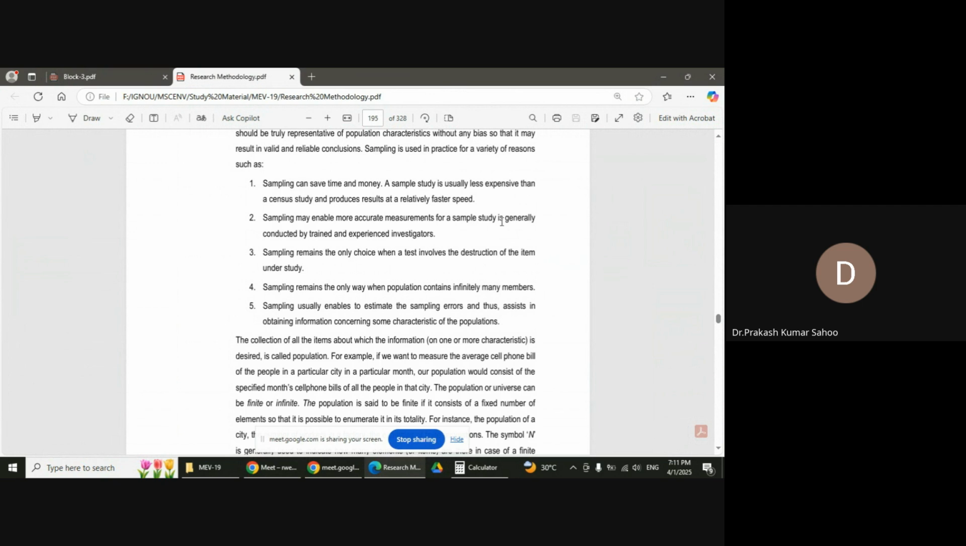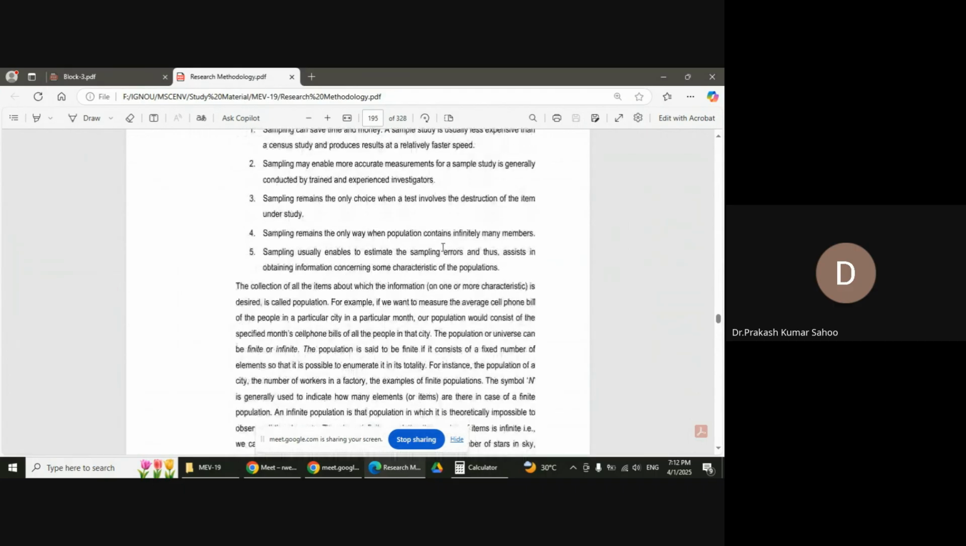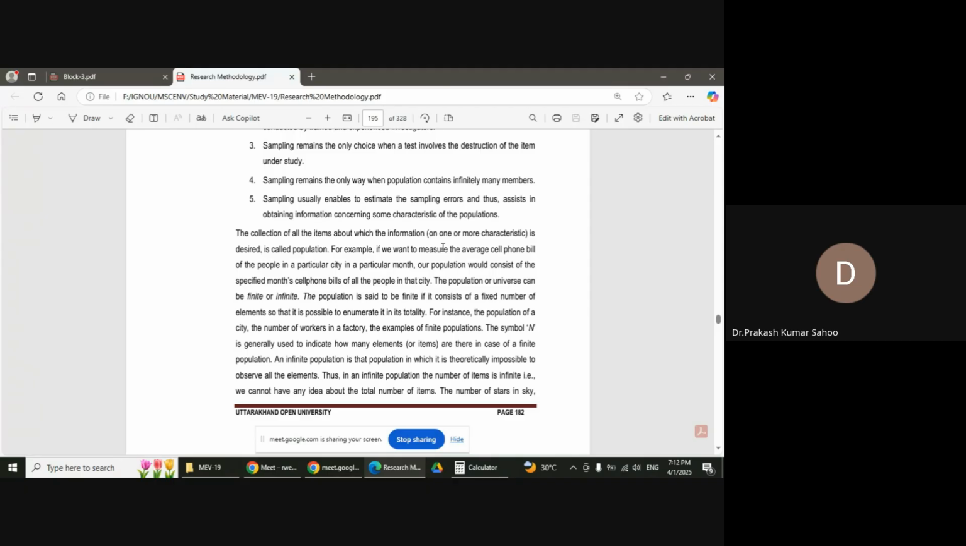For a sample study is generally conducted by trained and experienced investigators. Sampling remains the only choice when a test involves the destruction of the item under study. Sampling remains the only way when the population contains infinitely many members. Sampling usually enables us to estimate the sampling error and thus assists in obtaining information concerning some characteristics of the population. So like this, these are the merits of sampling.